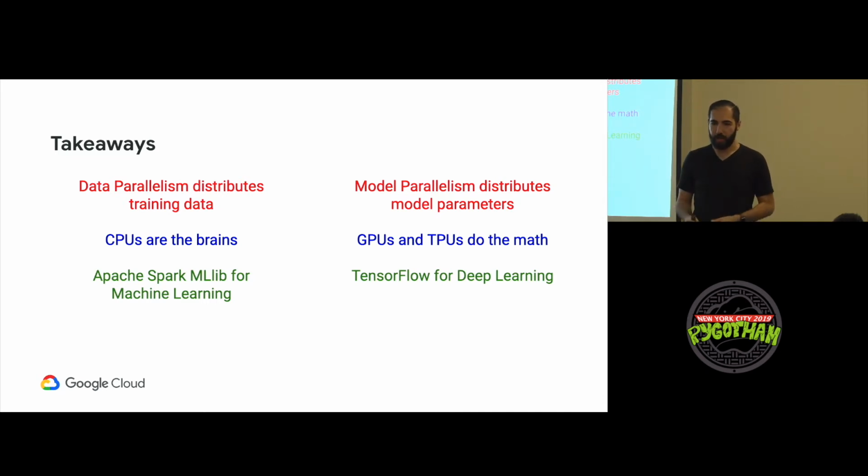In terms of hardware, CPUs are generally used for what I like to call the brains of the operation, and they're able to distribute the data to the different machines, whereas GPUs and TPUs are really good at doing the mathematical components. That's what they're designed to do. They're designed to do that parallelization. And then in terms of actually doing machine learning, Apache Spark MLlib is really good for anything that's not deep learning. TensorFlow is then good for anything that is deep learning. There's a lot of gray area with these, but if you're just getting started and diving in, these are some good guidelines to stick to.